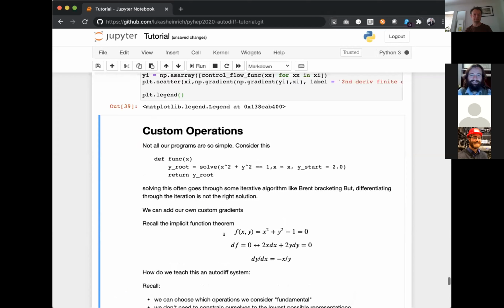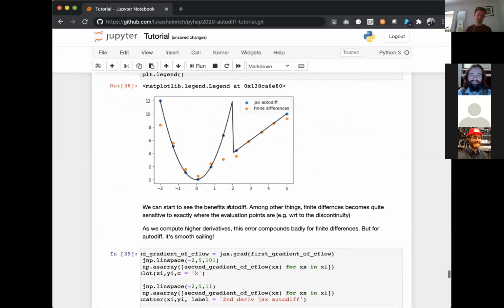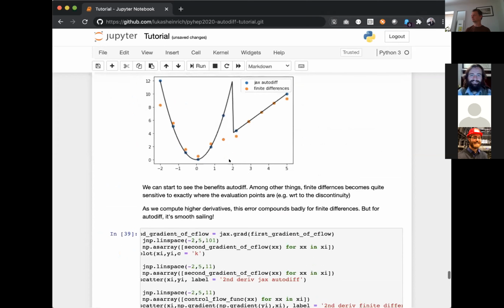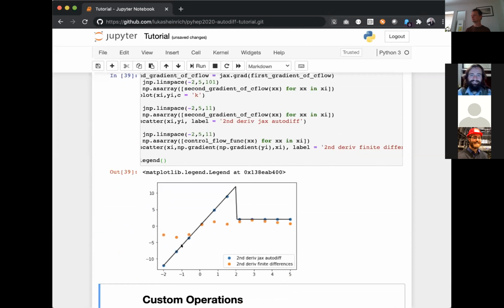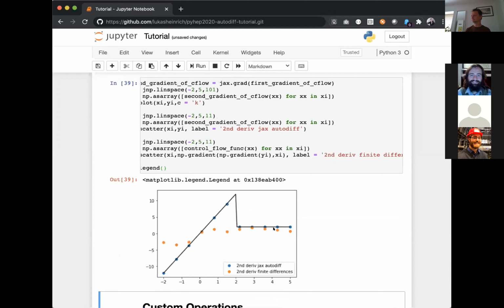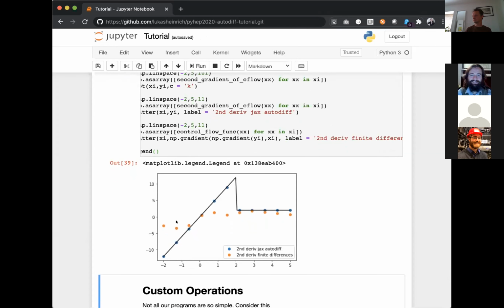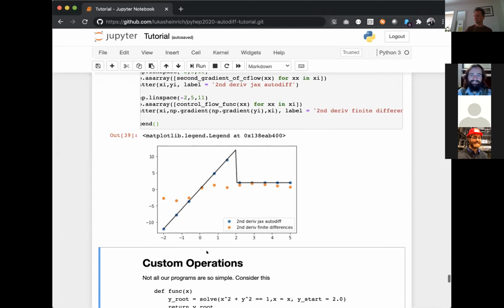This becomes even worse if you go to a second order derivative. Where this is a parabola, this is a line. If you differentiate that again, you get a line and a constant value. Then you see that the finite difference one really has nothing to do anymore with the true derivative, but if you use automatic differentiation, it stays quite exact. So you can use these automatic differentiation libraries to get derivatives of any order. You can get Hessians and all kinds of different derivatives.